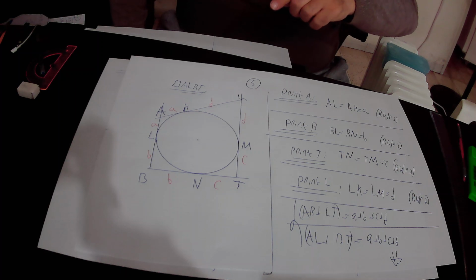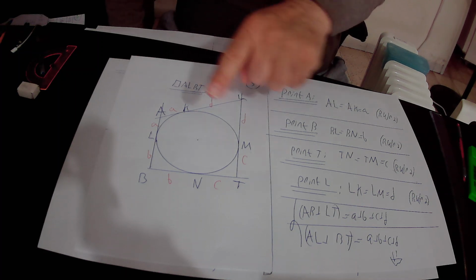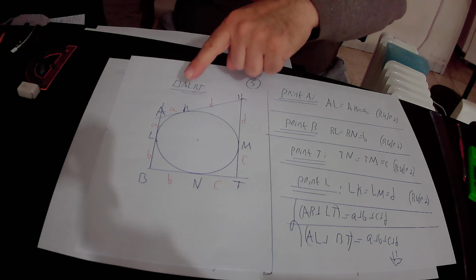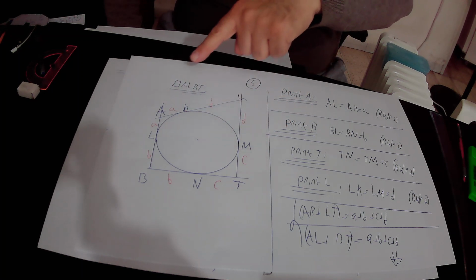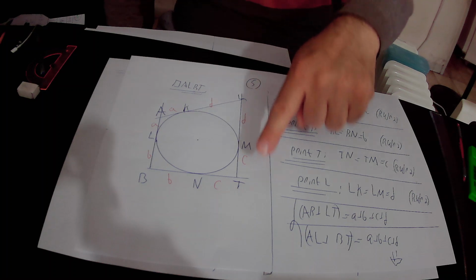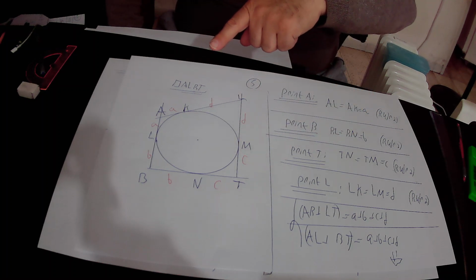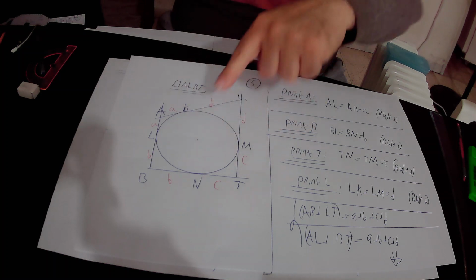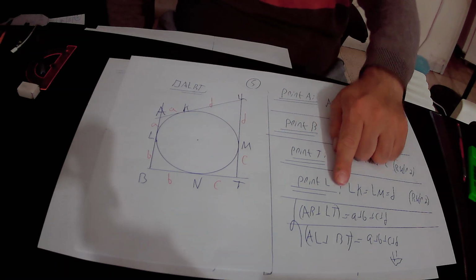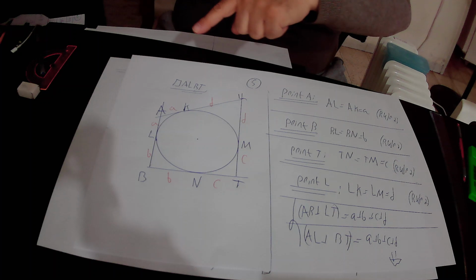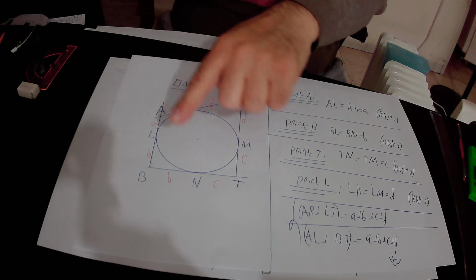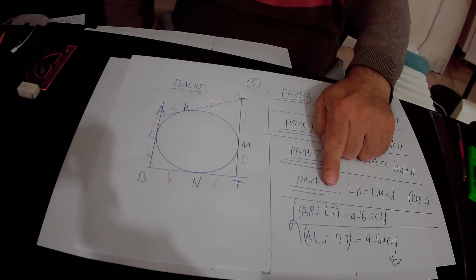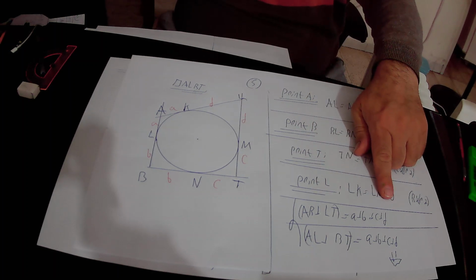Then we join points AB and LT together. We add side AB to side LT in this quadrangle ALBT. Again, AB plus LT. What is the value of AB plus LT? From the diagram it is very easy to see that AB is A plus B and LT is C plus D. So in total, AB plus LT equals A plus B plus C plus D.